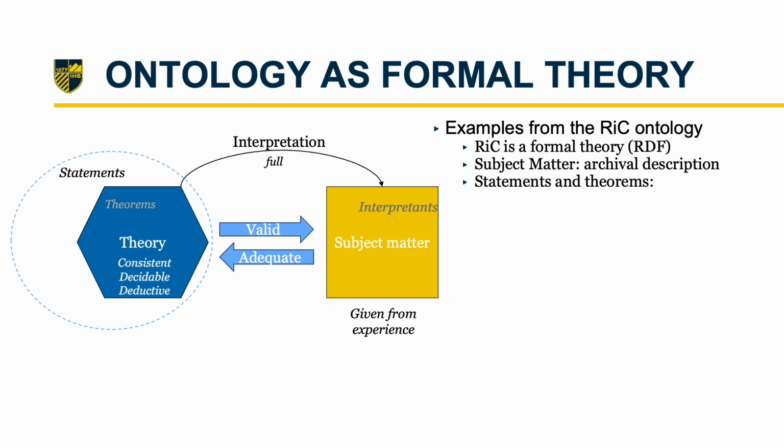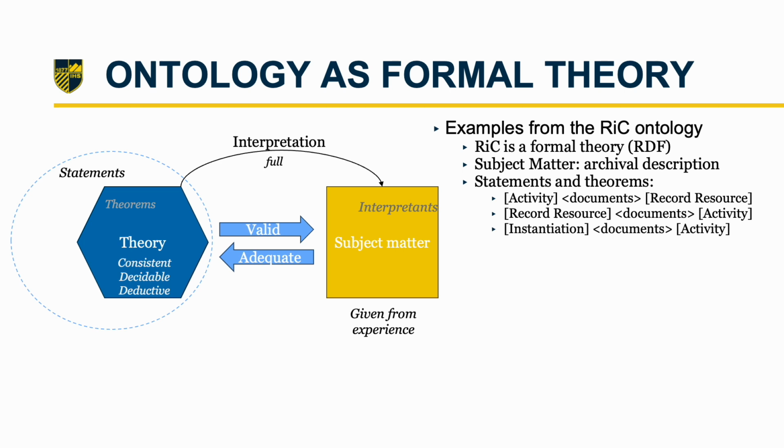So here are 3 examples, and I'm using that kind of formal way of describing, but there is really no ground behind that. One is to say that an activity documents a record resource, a record resource documents an activity, and an instantiation documents an activity. Well, I made it in PowerPoint, and I think when it's using Google Slides, it's slightly modified a little bit. But the theorems here are the 2 latest statements.